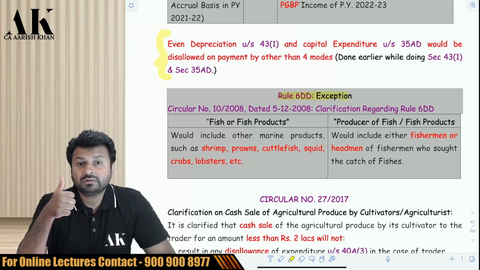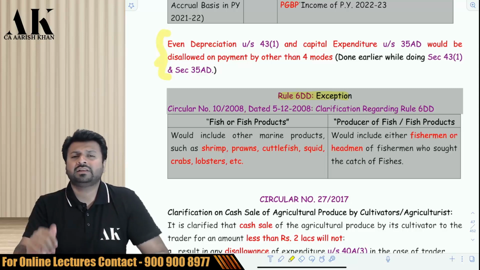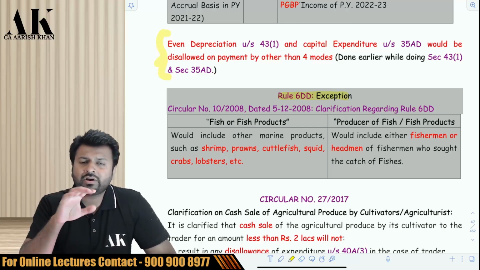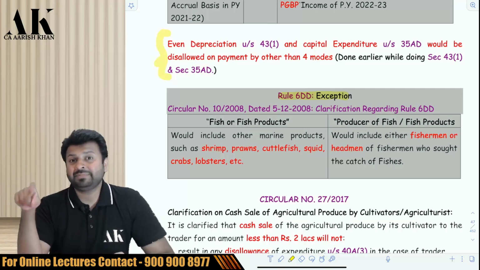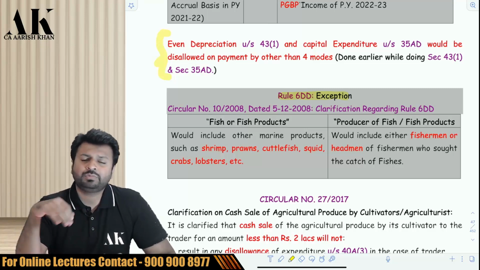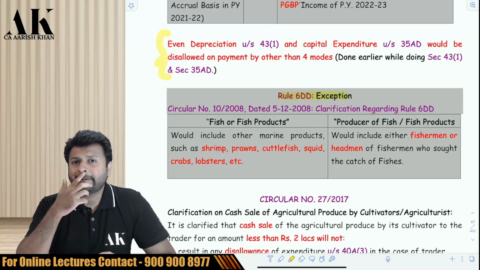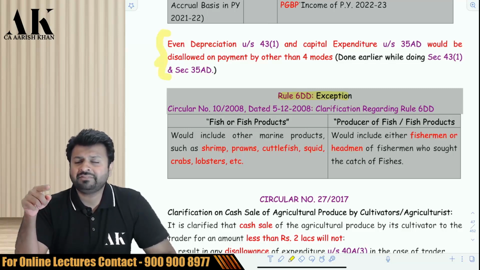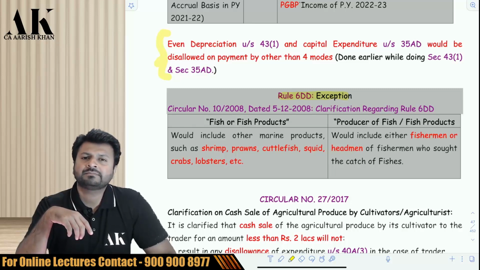So from whom? If you buy the product from a grower, cultivator or producer of agriculture product, animal husbandry, even forest product, fish and fish product, dairy product, poultry product, apiculture, horticulture. Apiculture is in relation to honeybee. Horticulture in relation to plants. If you buy these products from these three people, producer, grower or cultivator, it is allowed to be paid in cash. If you buy from a dealer or a shopping mall, then it is not allowed. You have to make the payment by account payee cheque, draft, ECS.